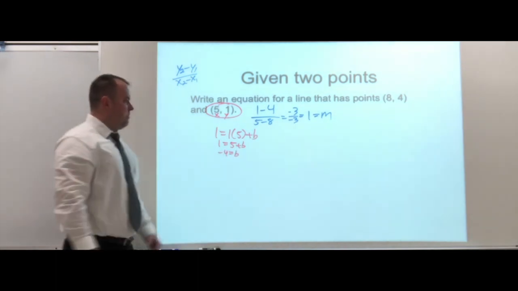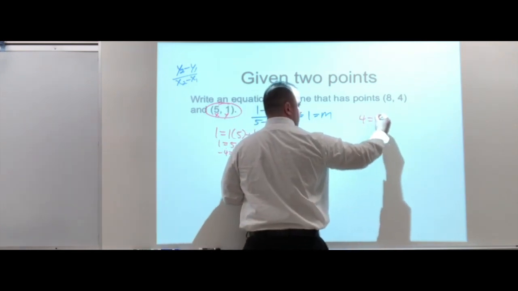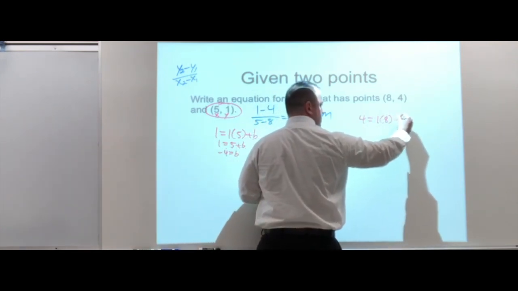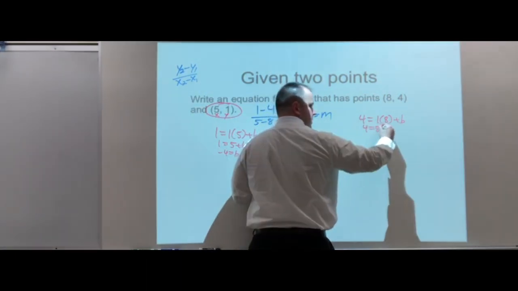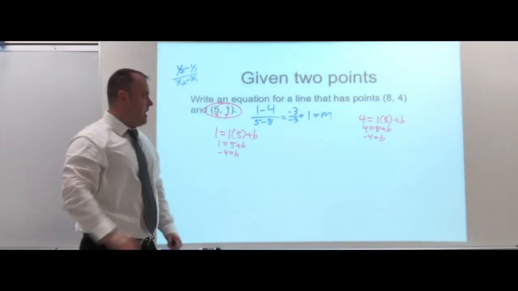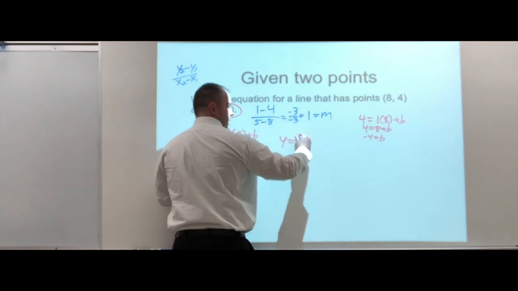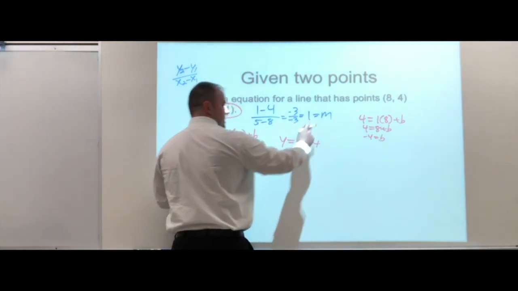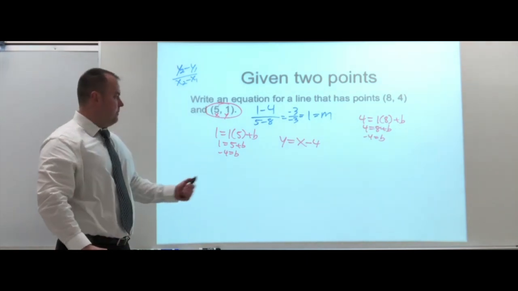So you get -4 for b, just to show it, using that point over there. You're not getting -4 again. Okay? So either way, it doesn't matter which point. Pick the one that looks nicer. y equals x minus 4. Plugging my 1 in for my slope, and my y-intercept is -4.